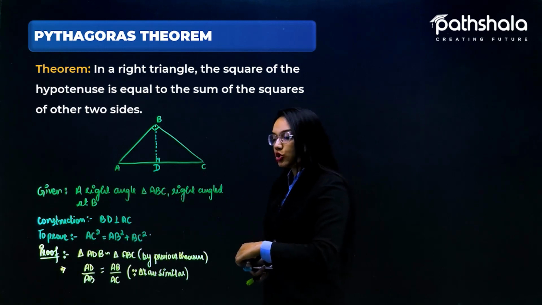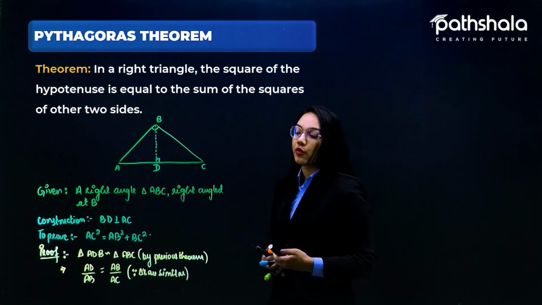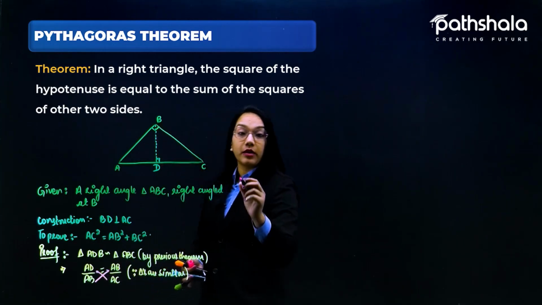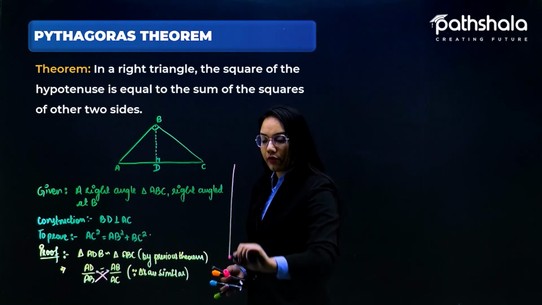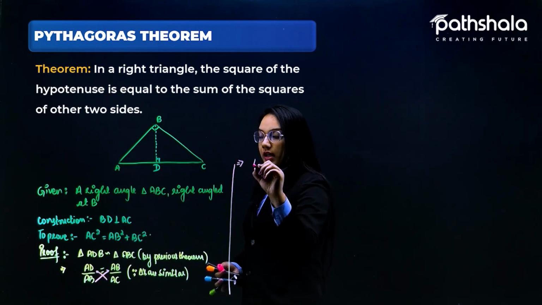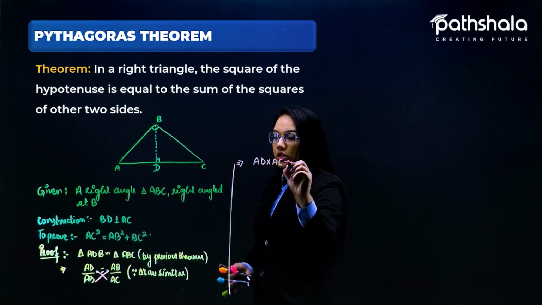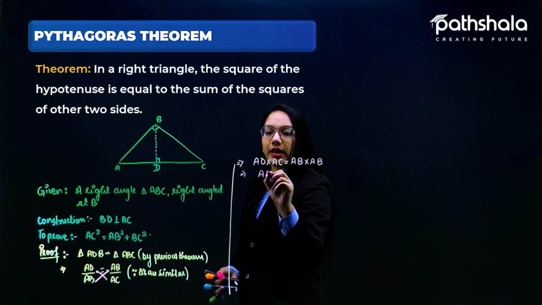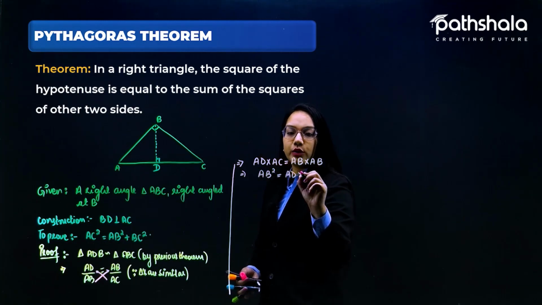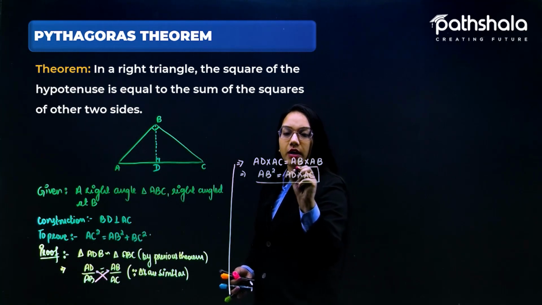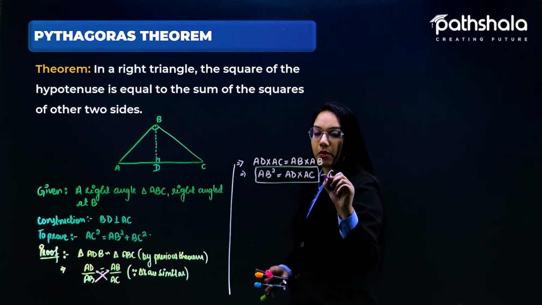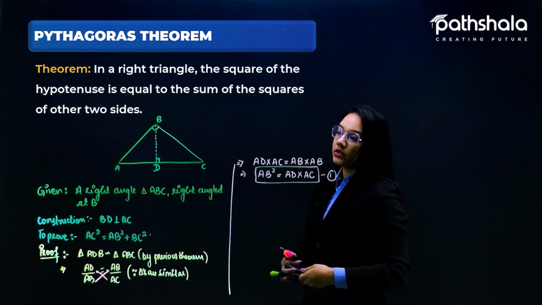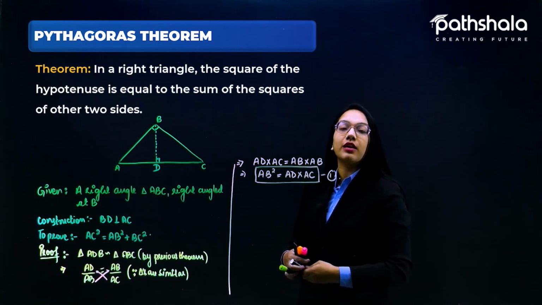So if I solve these ratios, I can get a relationship. If I start from here, we can write that AD into AC is equal to AB into AB, and furthermore I can write it as AB whole square is equal to AD into AC. Let us take it under a box and call it my equation number 1.